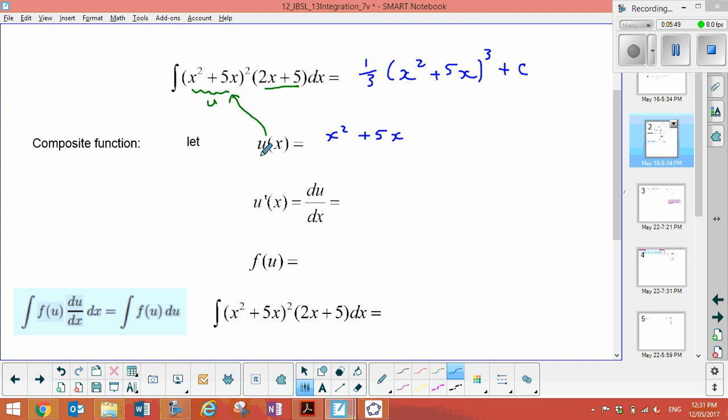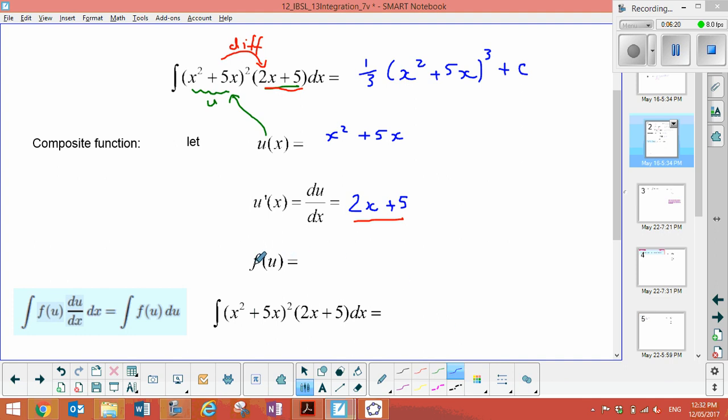So this is now u in terms of x. So u dash x, or du dx, is now going to be 2x plus 5. So what we want to be able to do is recognise that this here is the derivative of that. If you differentiate this and get that term, then you're on the track to doing integration by substitution.